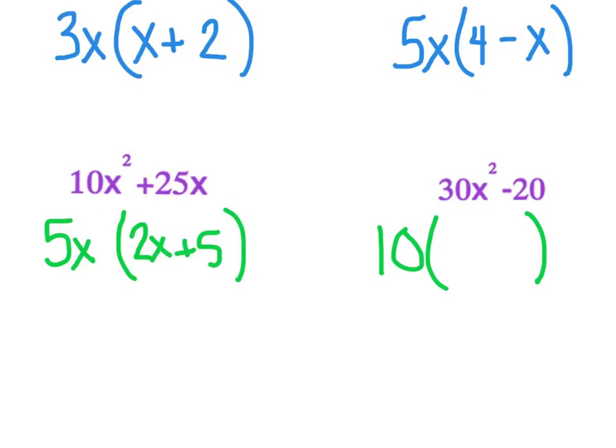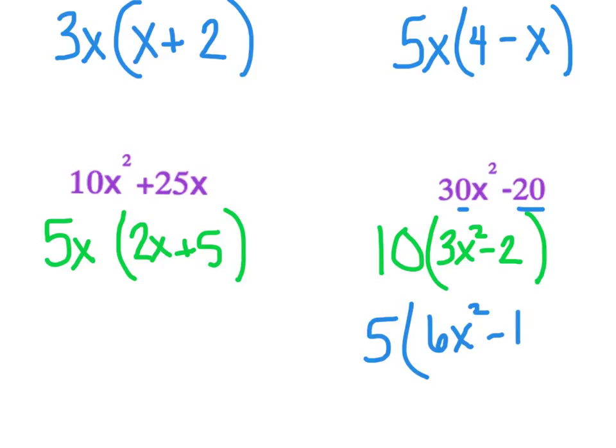On this last one, I'm going to pull out a 10. Notice I can't take an x out because this term doesn't have an x. So I'm going to say that's 3x squared minus 2. Now, let's try this. What if you didn't see that they had a 10 that you could pull out? Maybe you thought you could only pull the 5 out. And you had 6x squared minus 4.